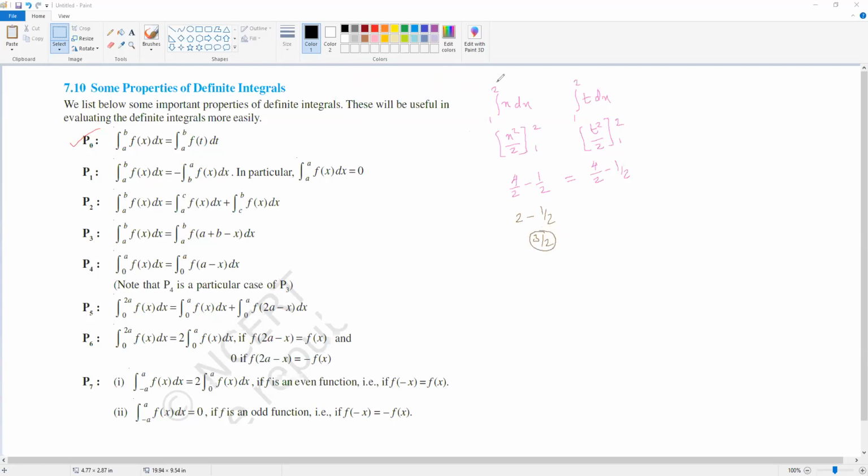Now look at integral 2 to 1 of x dx. It is x square by 2, from 2 to 1. So first put the upper limit 1: 1 square, 1 by 2, minus 4 by 2. So you get minus 3 by 2. You can see that here it was plus 3 by 2, and here it is minus 3 by 2. What did we do? We changed 1 to 2 into 2 to 1. We interchanged the lower limit and upper limit.